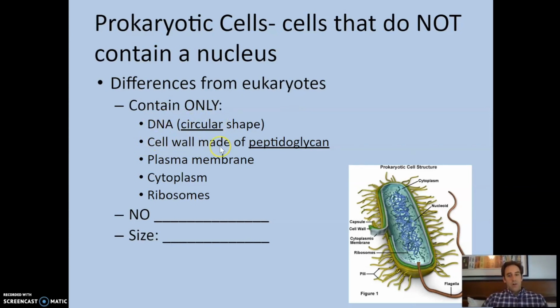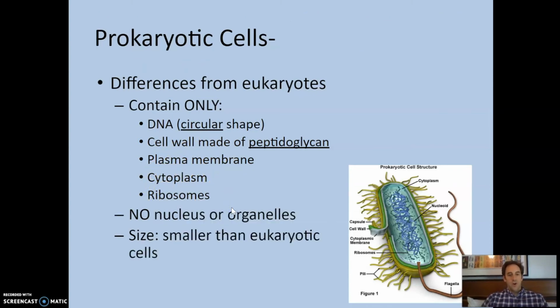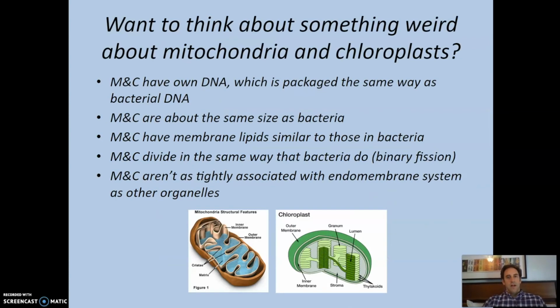They have a cell wall, but it's made of a different structure. It's made up of something called peptidoglycan instead of cellulose, so it's a different cell wall. They contain a plasma membrane, they have the cytoplasm, and they have ribosomes. Note that there is no nucleus or other organelles, and note that they are much smaller than eukaryotic cells. So keeping track of the difference between a prokaryotic and eukaryotic cell is very important. Keeping track of the difference between a plant and animal eukaryotic cell is also important.